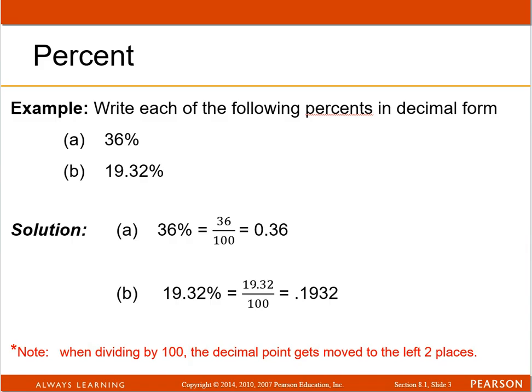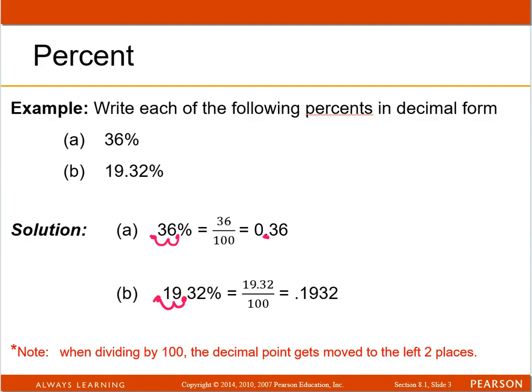So the quickest way to change a percent to a decimal is just divide it by 100. Now, when you're dividing by 100, the shortcut is the decimal gets moved 2 places to the left. So on this 36, let me grab a pen here. On the 36, the decimal point technically was right here, but it ends right here. That's because when you divide by 100, it gets moved 2 places to the left. Same thing here. It's going to move from here, 1, 2, to there.